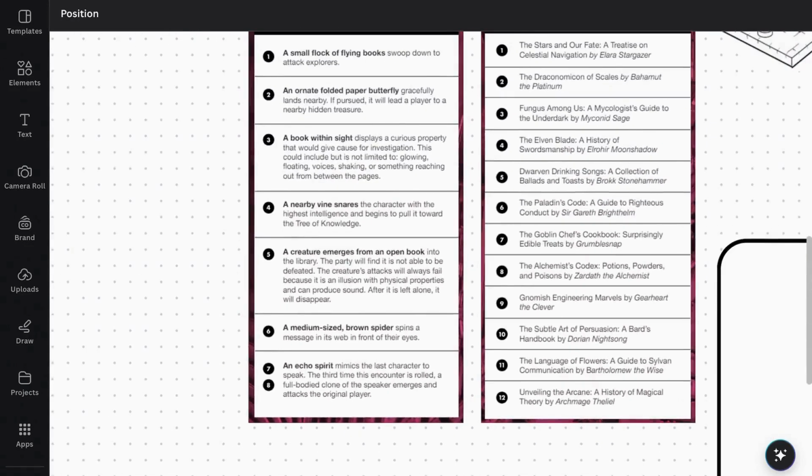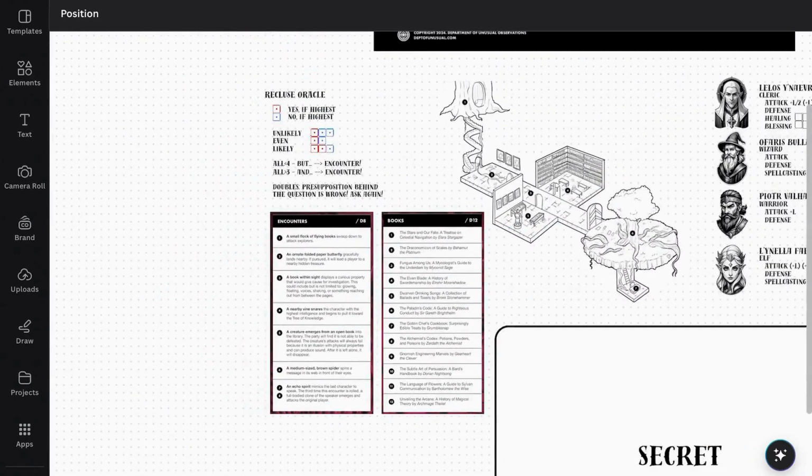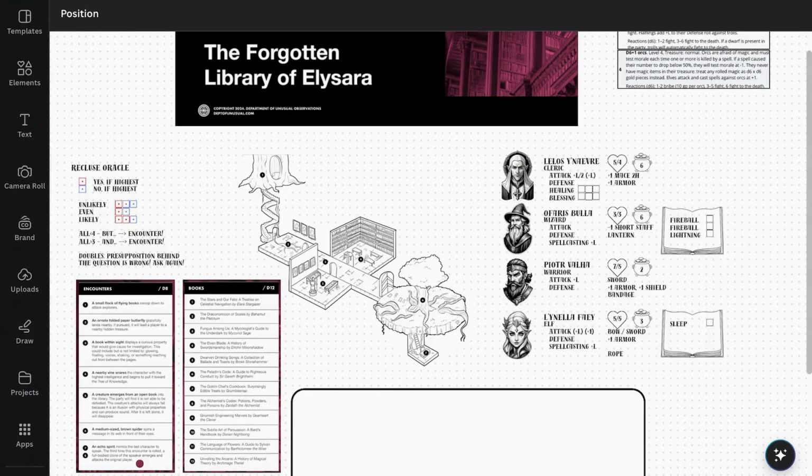An echo spirit mimics the last character to speak. The last character was Piotr. Something like, "What are these words? I hear the rhyming, but I have no idea about the solution." Okay, so we are still in the same room with the shrieking portraits, and neither Opharis nor Piotr was able to open the door by the riddle.